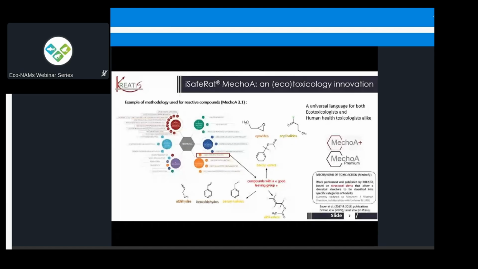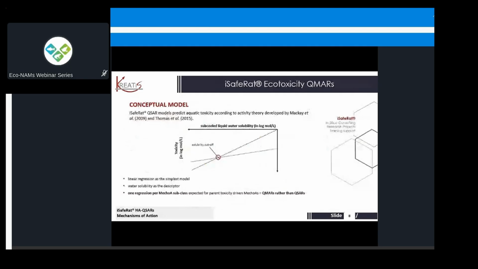So the example I'm going to use here is MECOA 3.1, which is hard electrophile activity, and in that case, we're looking at different substances here. So they could be epoxides, aldehydes, benzaldehydes. They have very different structures, but they have exactly the same mechanism of toxic action. And therefore, our point was that same mechanism, same effect downstream. And we tried this out, including it in our QSARs.